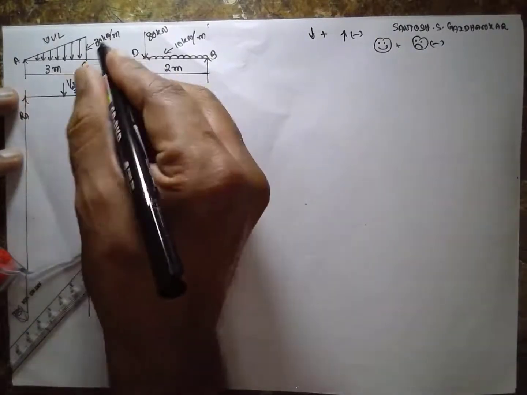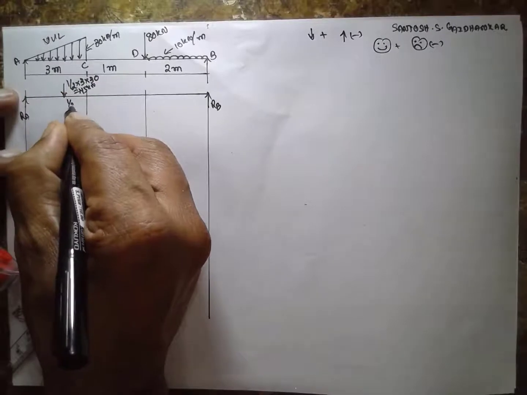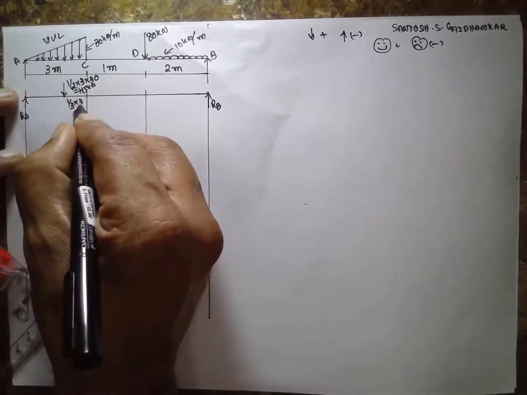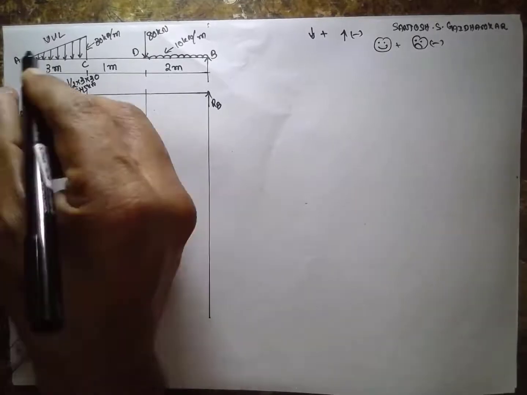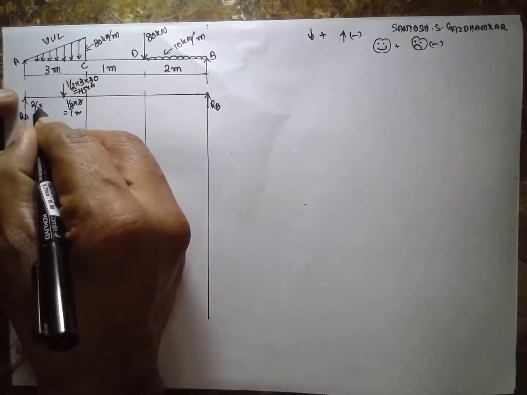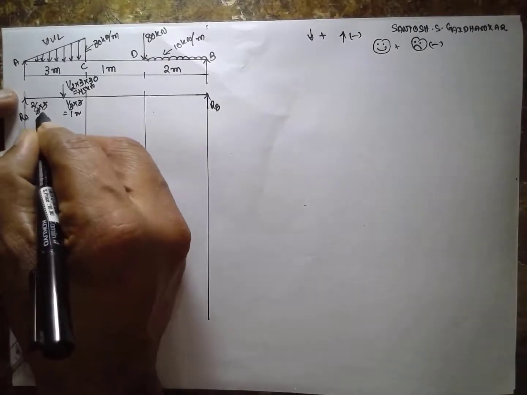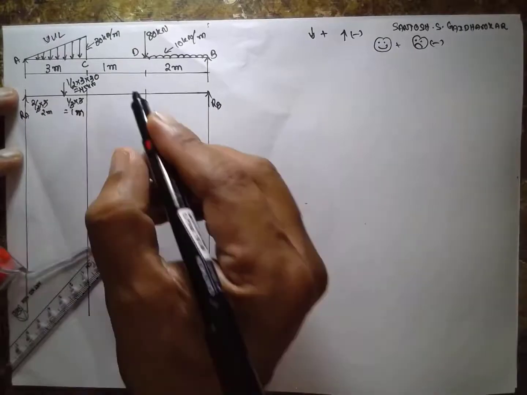1/2 into base into height, and 1/3 from the base. 1/3 into base 3 is nothing but 1. If you move from this side, you have to move 2/3, 2/3 into base, that is 2 meters. It is 1 meter and 2 meter.